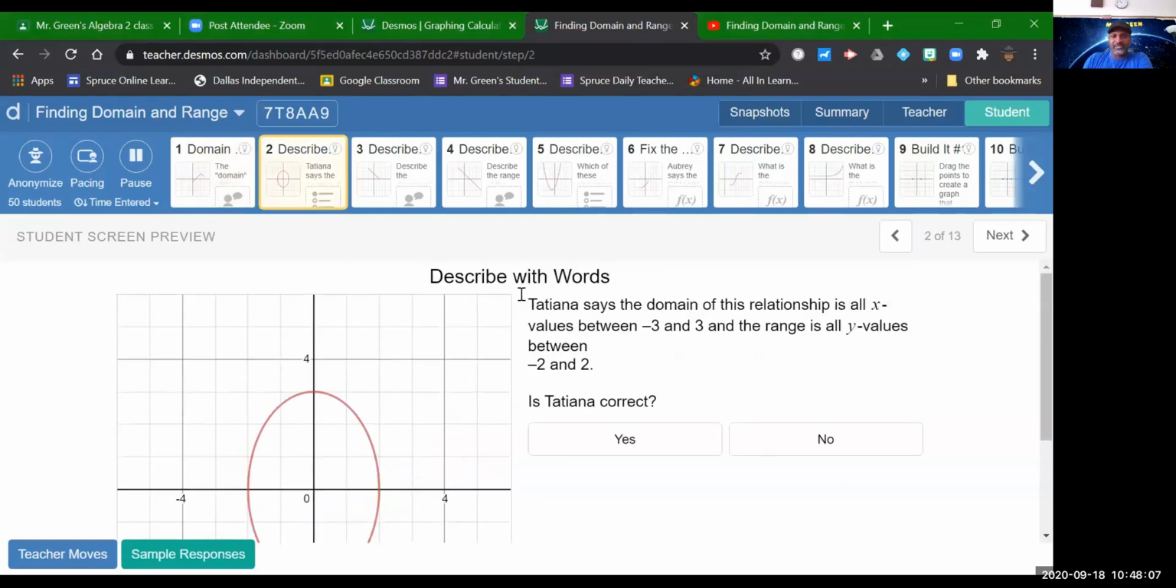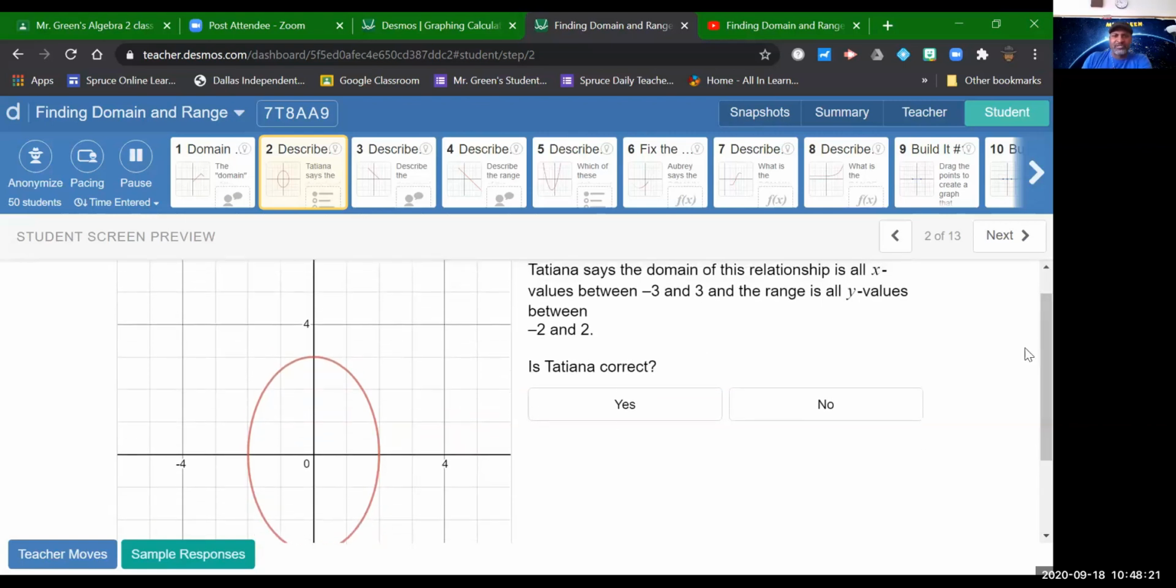Here, Tatiana says the domain of the relationship is all x values between -3 and 3, and the range is all y values between -2 and 2. So let's see what that looks like. The domain is all x values between -3 and 3, so I'm going to draw that. Let's go to -3 on the x-axis, and all the way to positive 3.